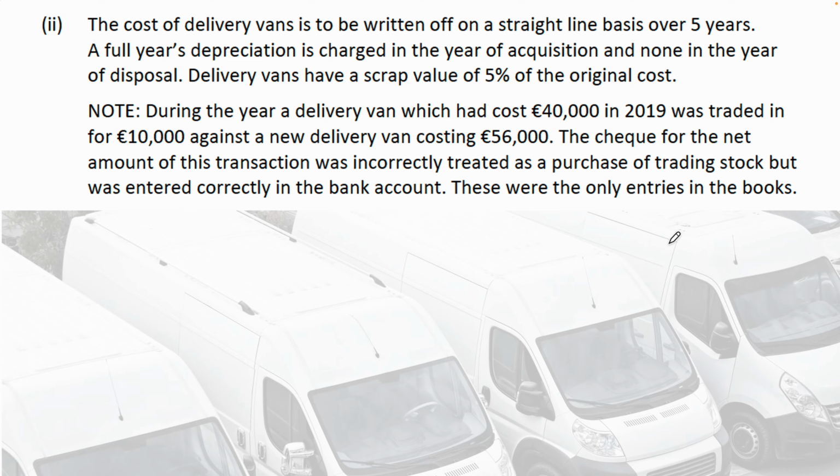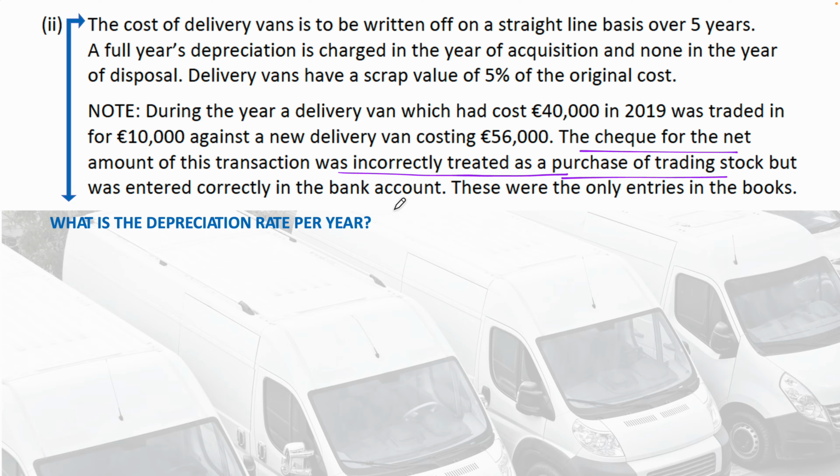The bookkeeper didn't enter anything into the accounts apart from the cheque for the net amount of the transaction as a purchase of trading stock. So they're telling you that that is incorrect, but it was entered correctly in the bank account. So very little was done. So we have to enter everything, and we have to rewind when the bookkeeper treated it as a purchase of trading stock instead.